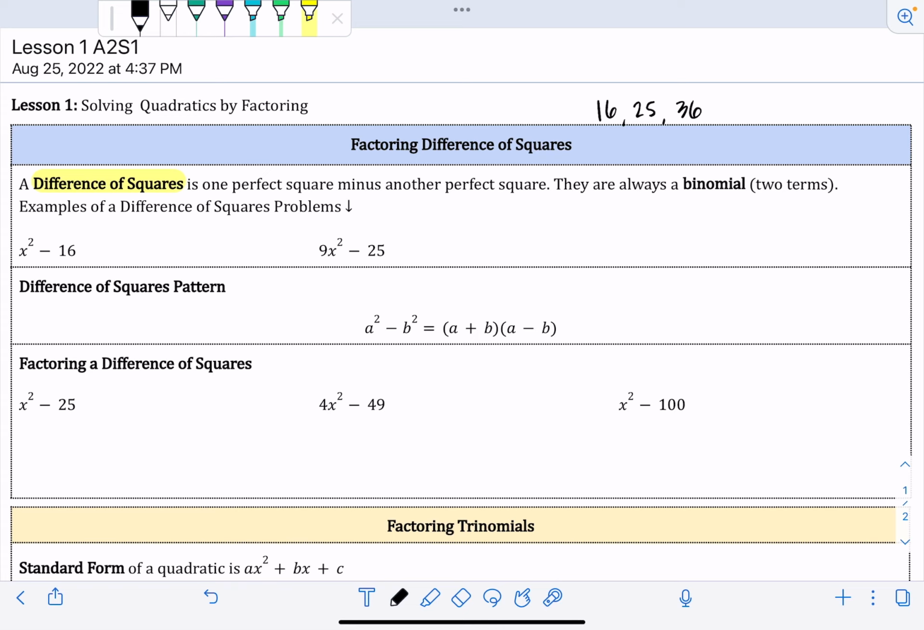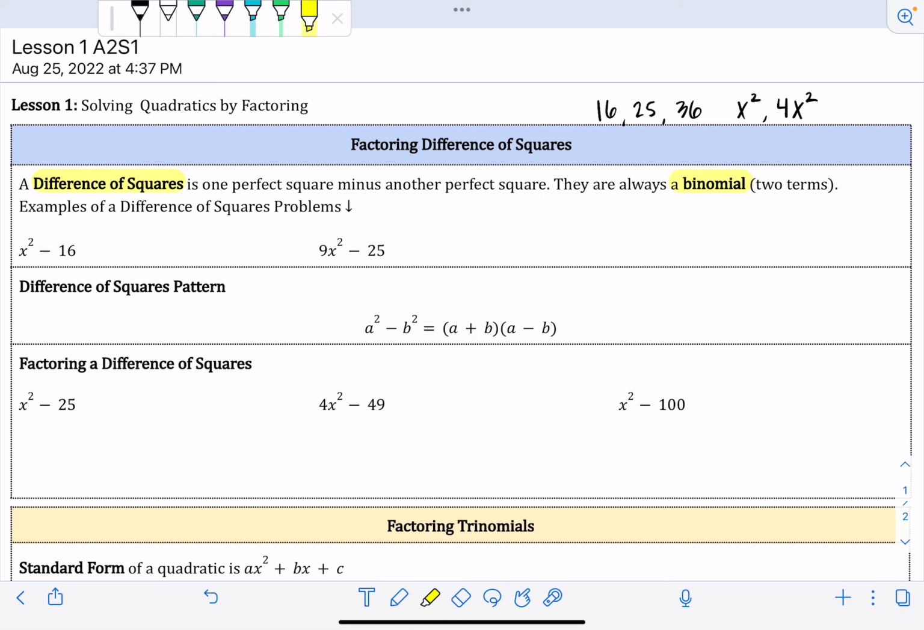And they don't have to be numbers, they can also be a variable. So x squared is considered a perfect square. Let's say 4x squared is considered one, but it is important that the 4 is also a perfect square, and we'll talk about that in a little bit. Differences of squares are also always a binomial, which is just two terms, and it's always subtraction. That's what difference means, is subtraction.